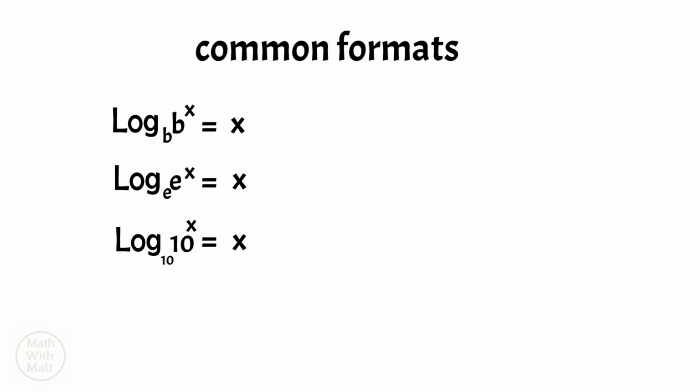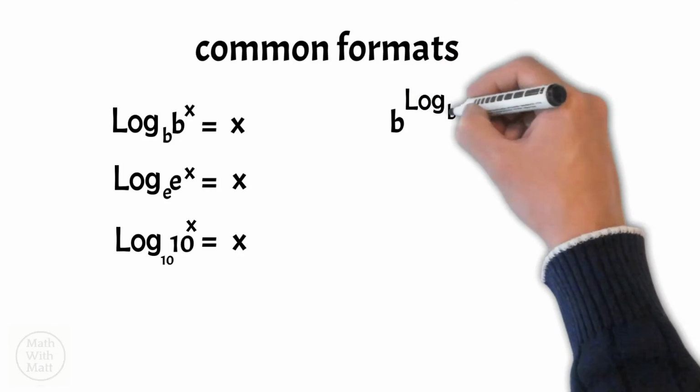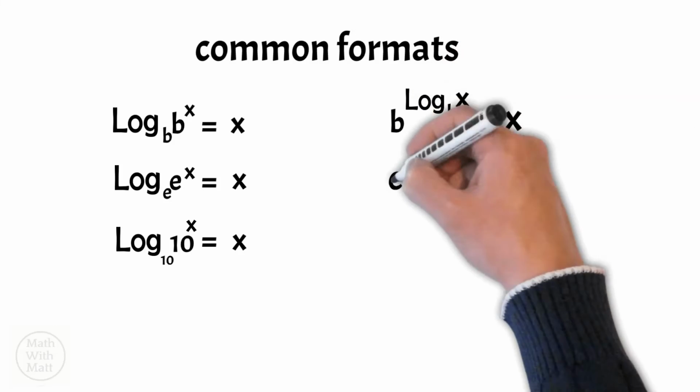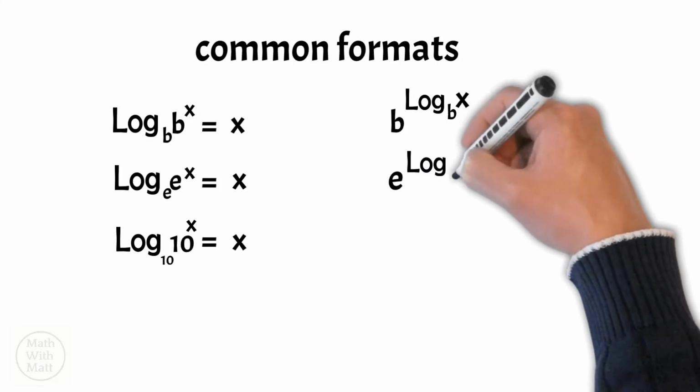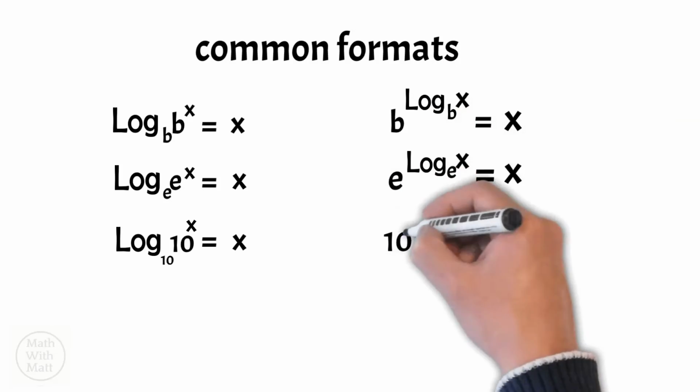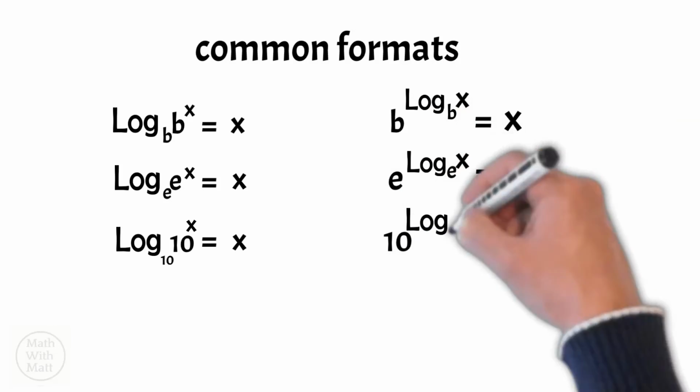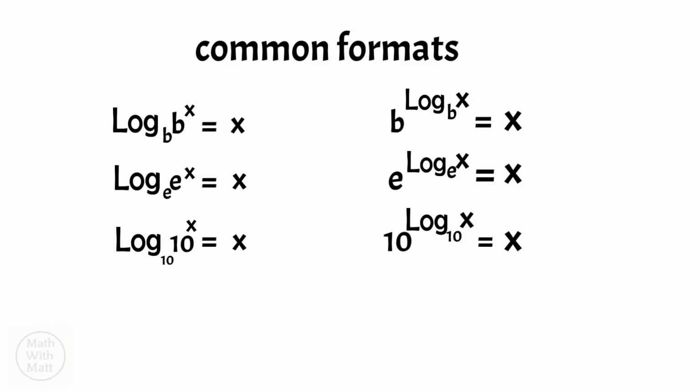Since this result is true in log format, it must also be true in an exponential format. So we have b to the power of log to base b of x, which results in x standing alone, making the exponential function redundant. The same is the case with e power of log e, and with 10 power of log 10. I guess that's enough with the theory, time to solve some problems.